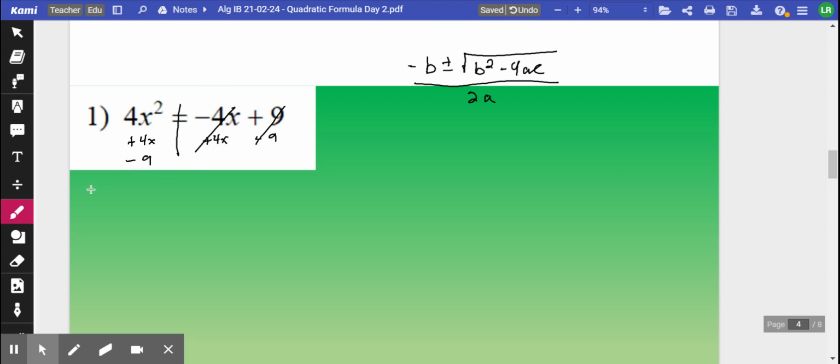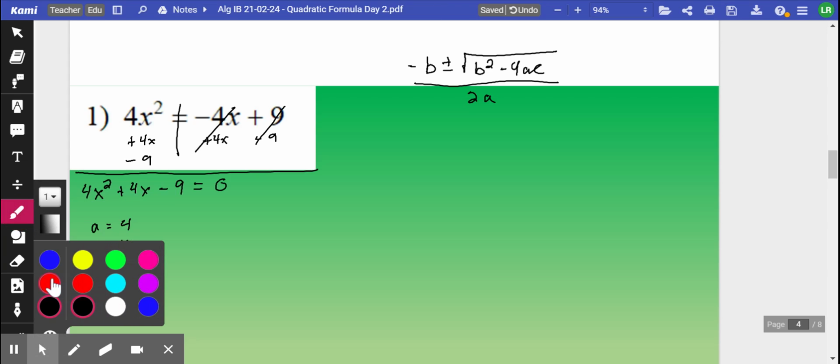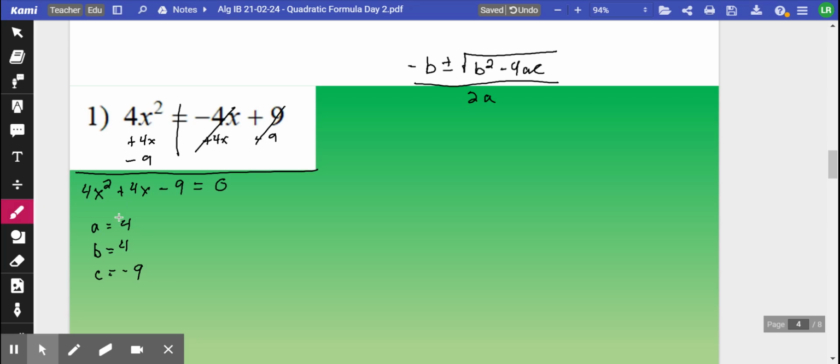Just make sure you put this in order. It goes x squared, then my x, then my constant equals 0. So I have my A is 4, my B is also 4, and my C is -9. And the next thing I need to do is plug all those numbers, these three numbers, 4, 4, and -9, in the appropriate spots.